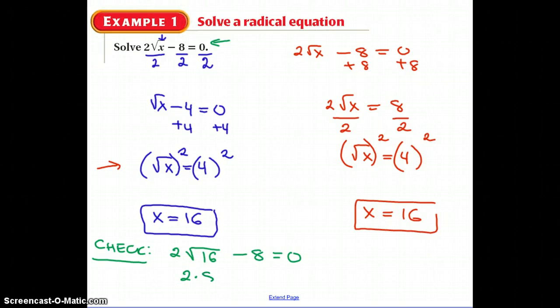So 2 times 8 minus, just kidding, because the square root of 16 is 4. So 2 times 4 minus 8 is equal to 0, and it works out because we get 8 minus 8 is 0, so we get 0 is equal to 0. So we're 100% sure that our answer is correct.